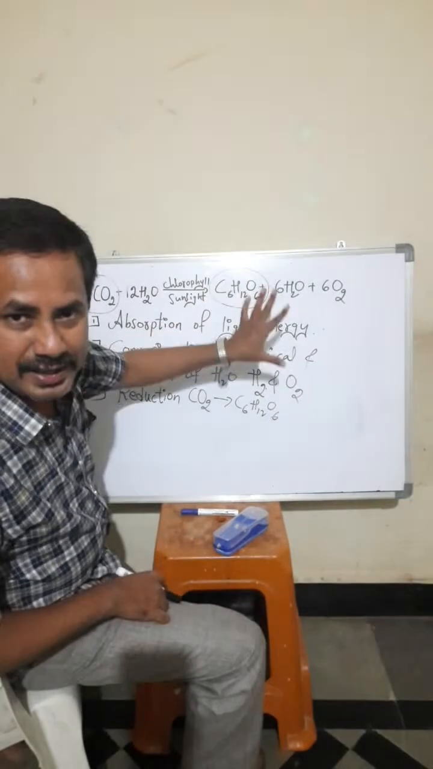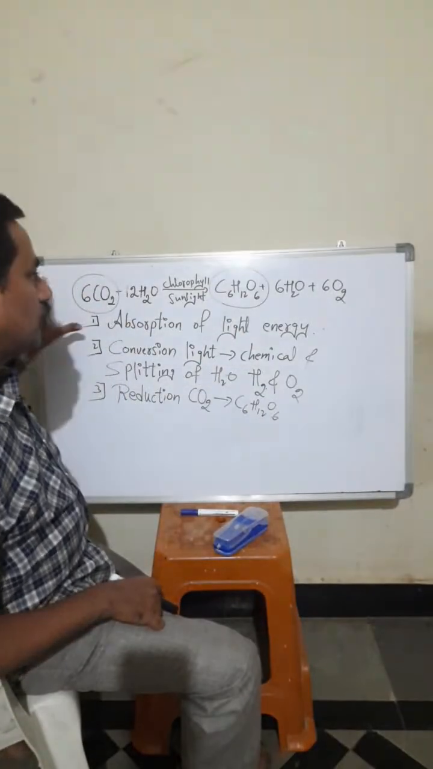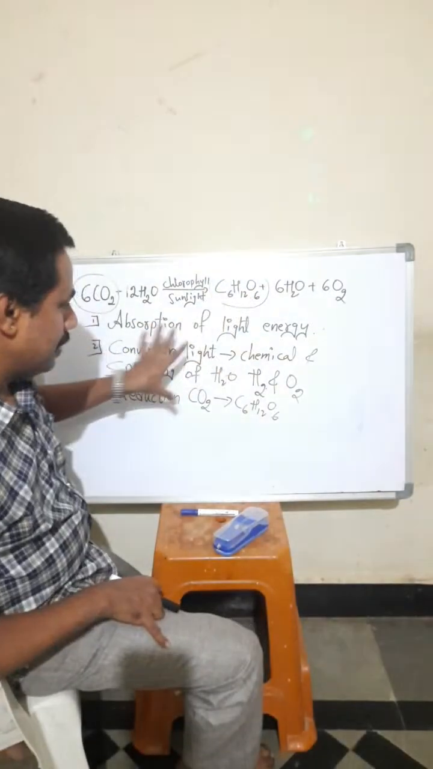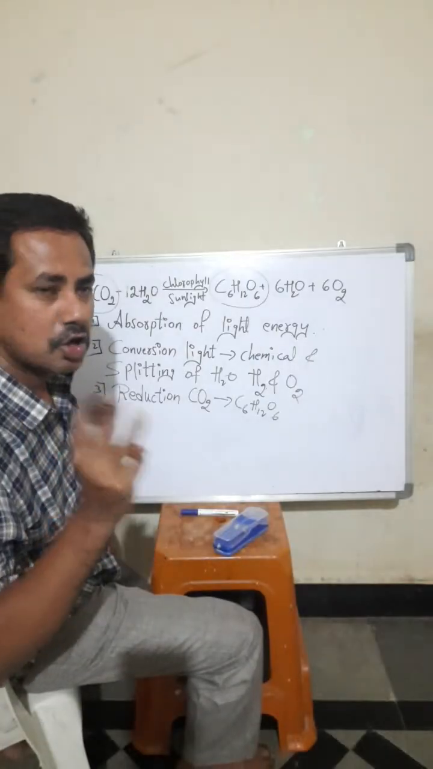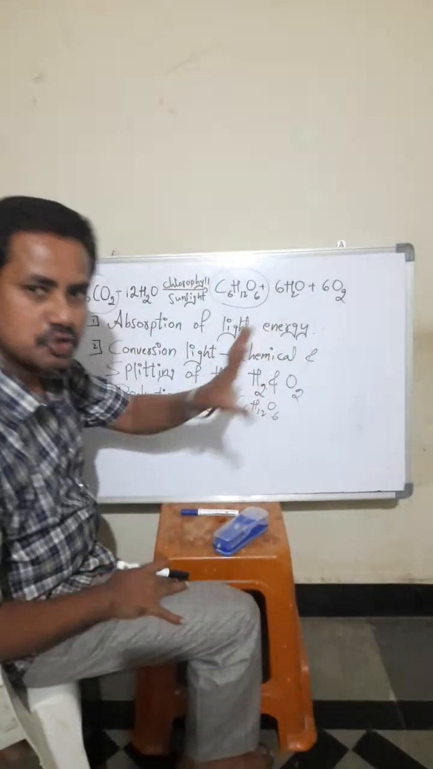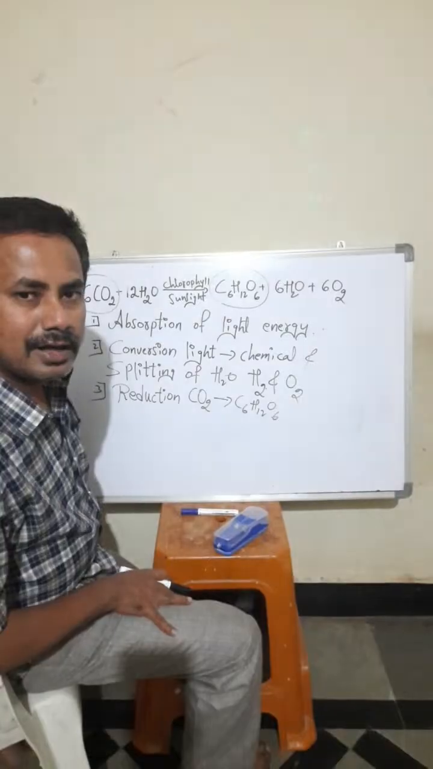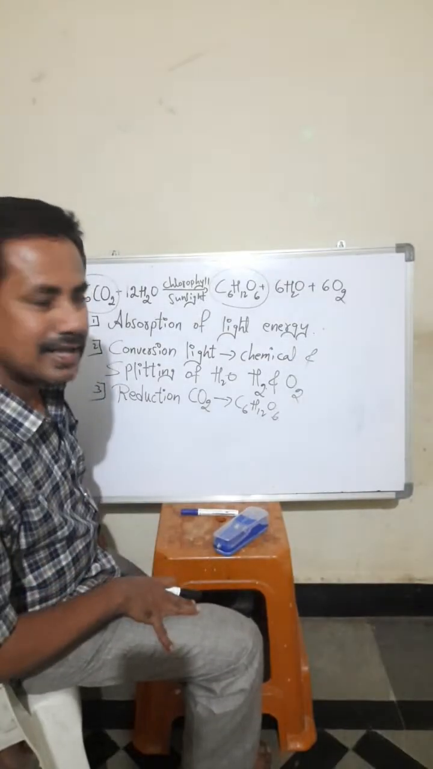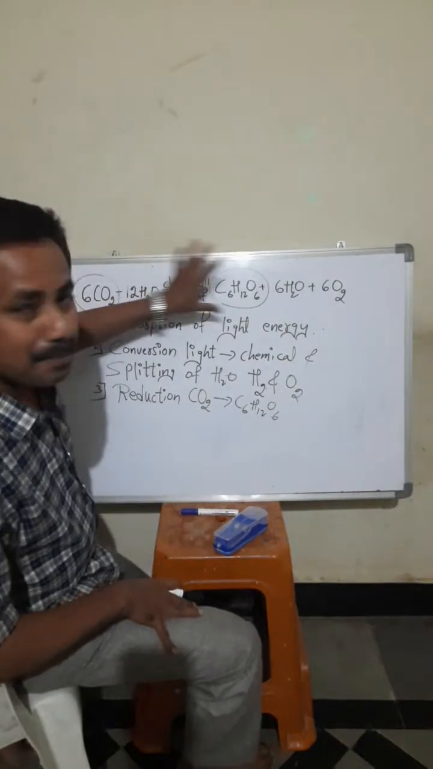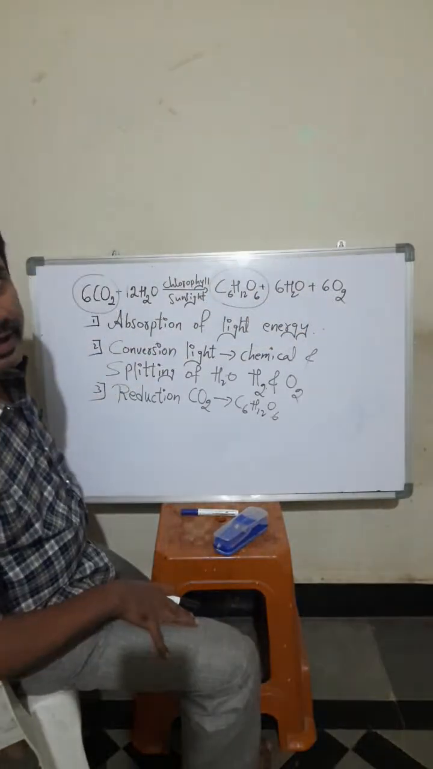So today's topic you have understood, I think. A very easy topic, and it is an important question. Three main events occurring during photosynthesis. This question may be asked in your SSLC, that is the 10th class examination. And this balanced equation is also very important.